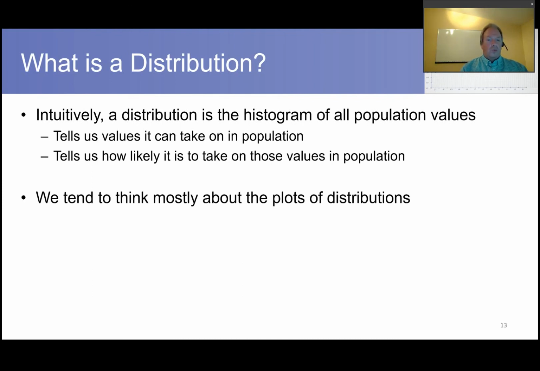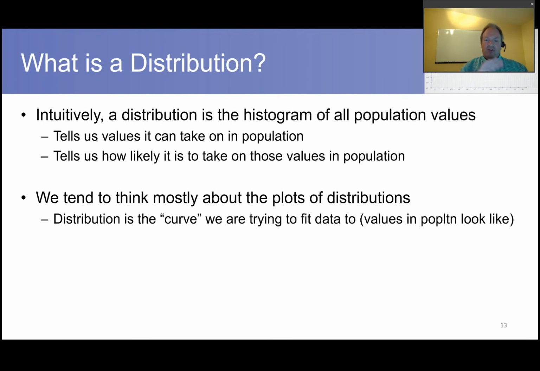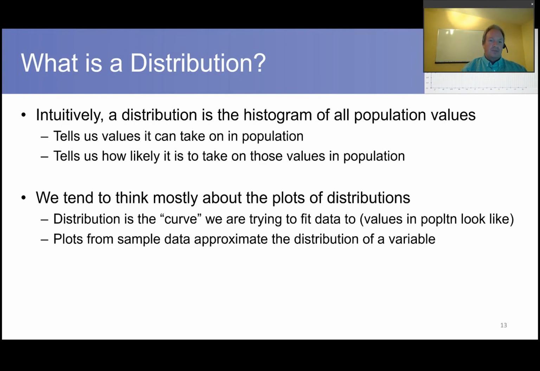So we tend to think about plots of distributions as that nice, smooth curve that we're trying to fit to our sample data that we make a histogram of. And we're thinking that's what the values in the population would look like if we had the whole population. And of course, again, samples approximate populations. So we're thinking that the histogram we get using the sample data approximates the distribution that we would get if we had all the values in the population.